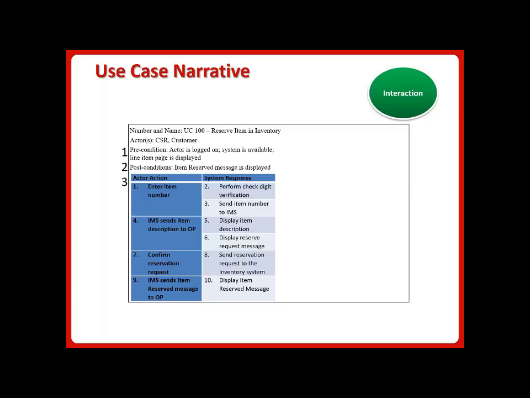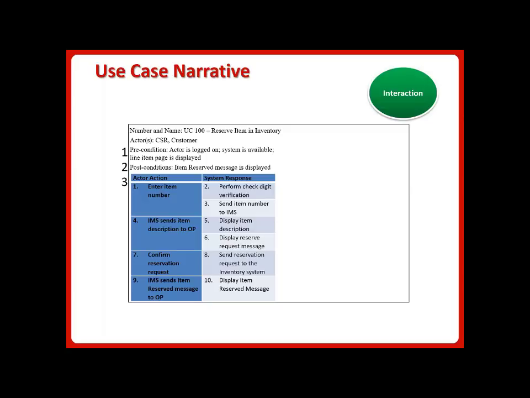I like this little table with the actor action and the system response. And a couple of things to remember: we always, always, always start with the actor action, and we always, always end with the system response, and the last step in the system response takes us to the post condition. I display item reserve message, that's an action, takes us to that post condition.